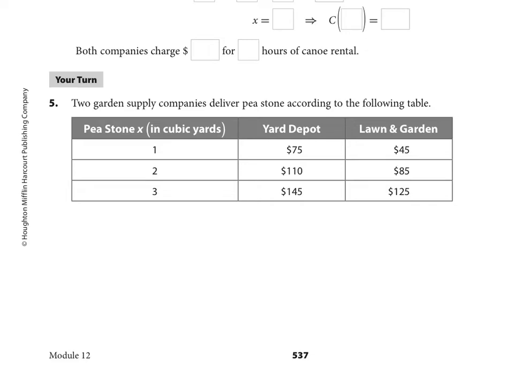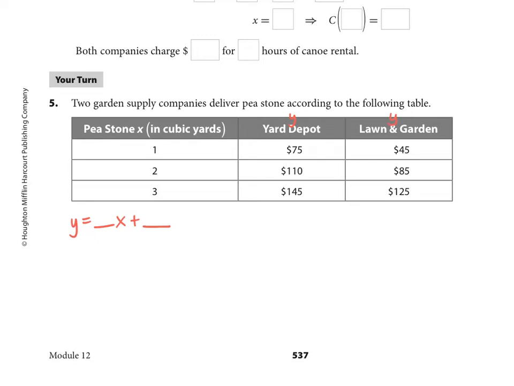So in order to create our system of equations, just like in the last couple examples, what we could do is find out the rate of change. So what we're really doing is finding out what our slope is times x plus our initial value. Okay, and this means the easiest thing to do might be to put it into slope-intercept form. The amount of P stones are x, the cost is our y.